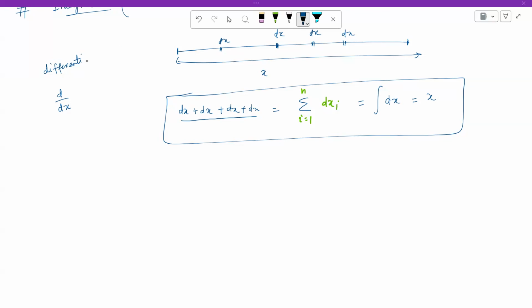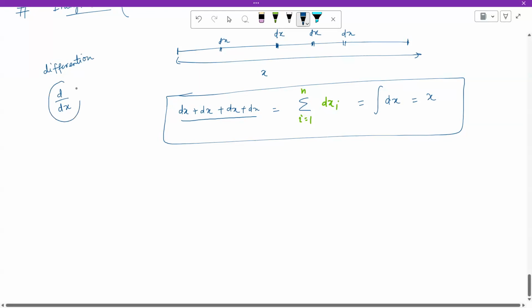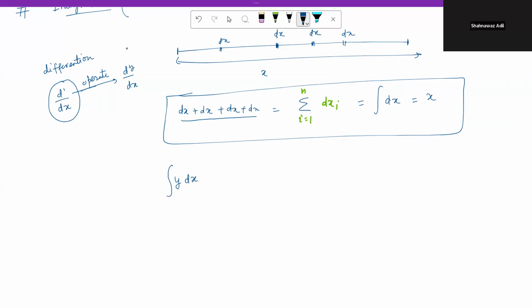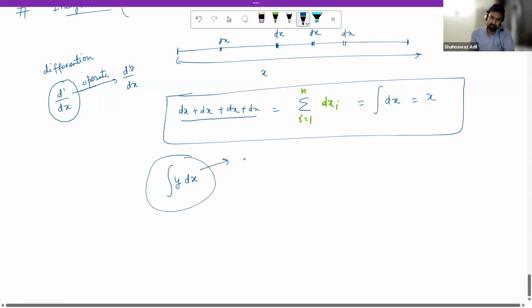Okay, so this was the differentiation operator, right? And then we operated this on some function, let's say y. So we operate this on some function y, so this becomes d by dx of y. Similarly, we have this operator, and then we have to operate it on some function. So we operate it, and this is the independent quantity, right? So this is the notation of integration.